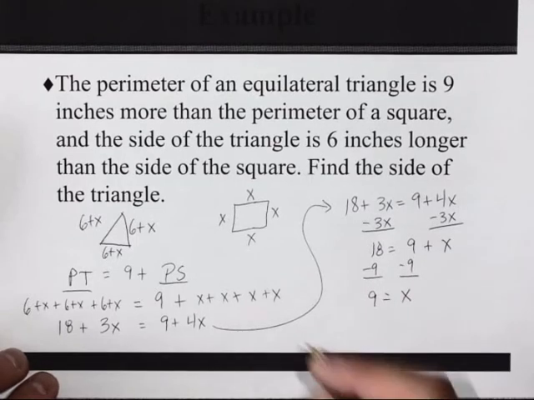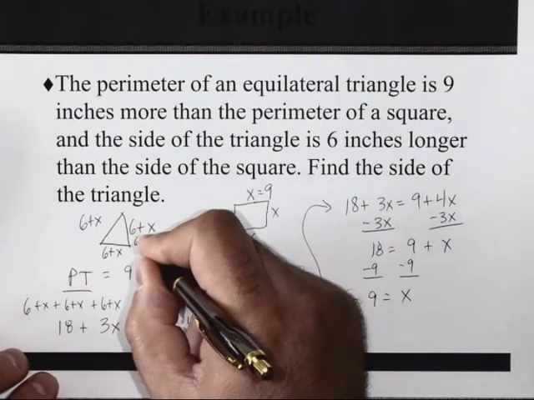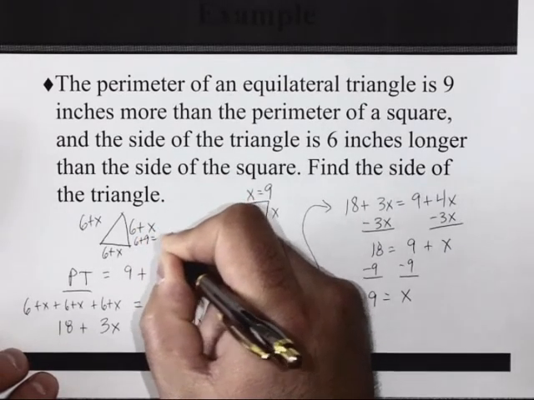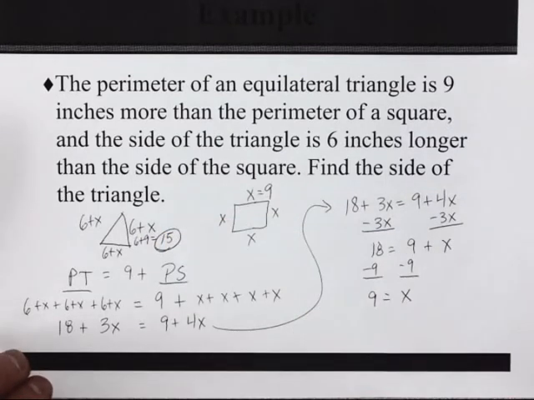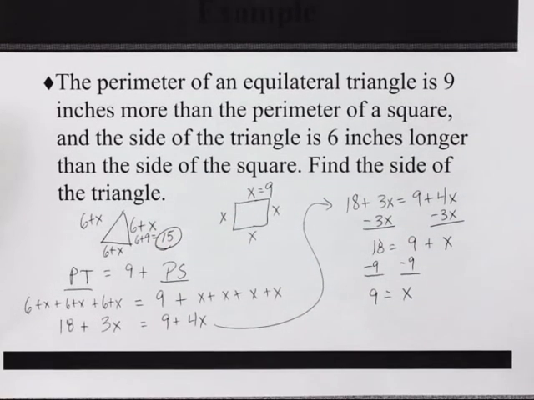Now x is the side of the square, so it actually asked me to find the side of the triangle. So the side of the triangle is actually 9 plus 6, since the side of the triangle is 6 inches longer than the side of the square. So this is actually 6 plus 9, or 15. And so that would be the side of the triangle that I'm looking for.